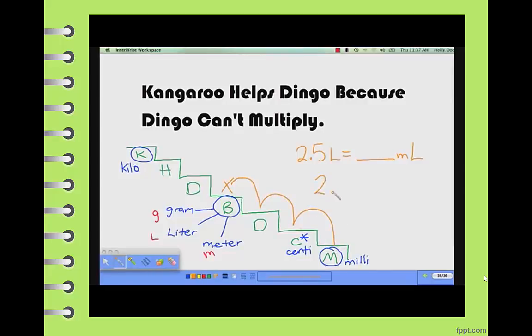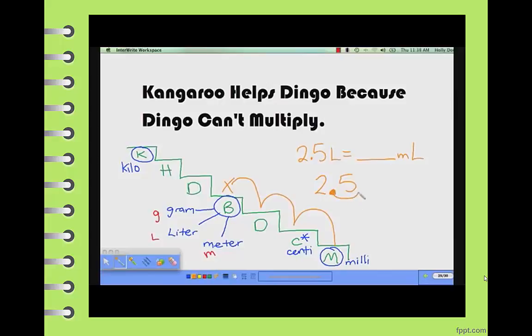So if I have 2.5, this one already has the decimal in place, so all I have to do is move it. Here we go. 1, 2, 3. Fill in those empty holes with 0, so it looks like we have 2,500 milliliters.